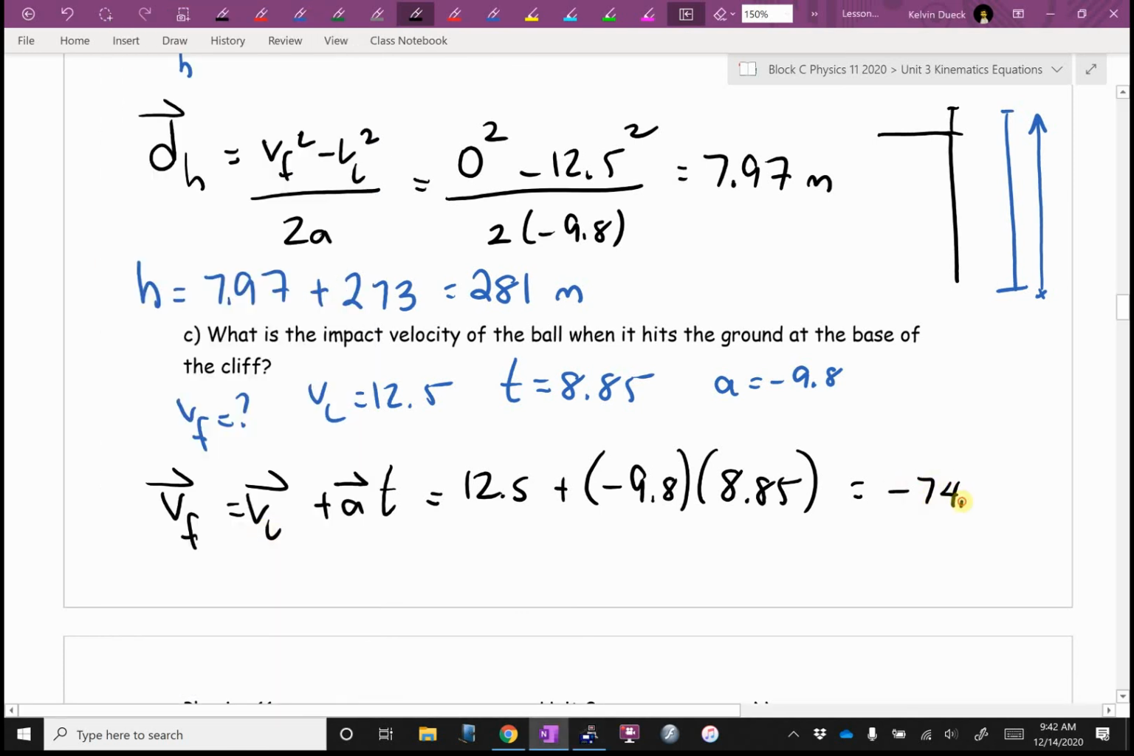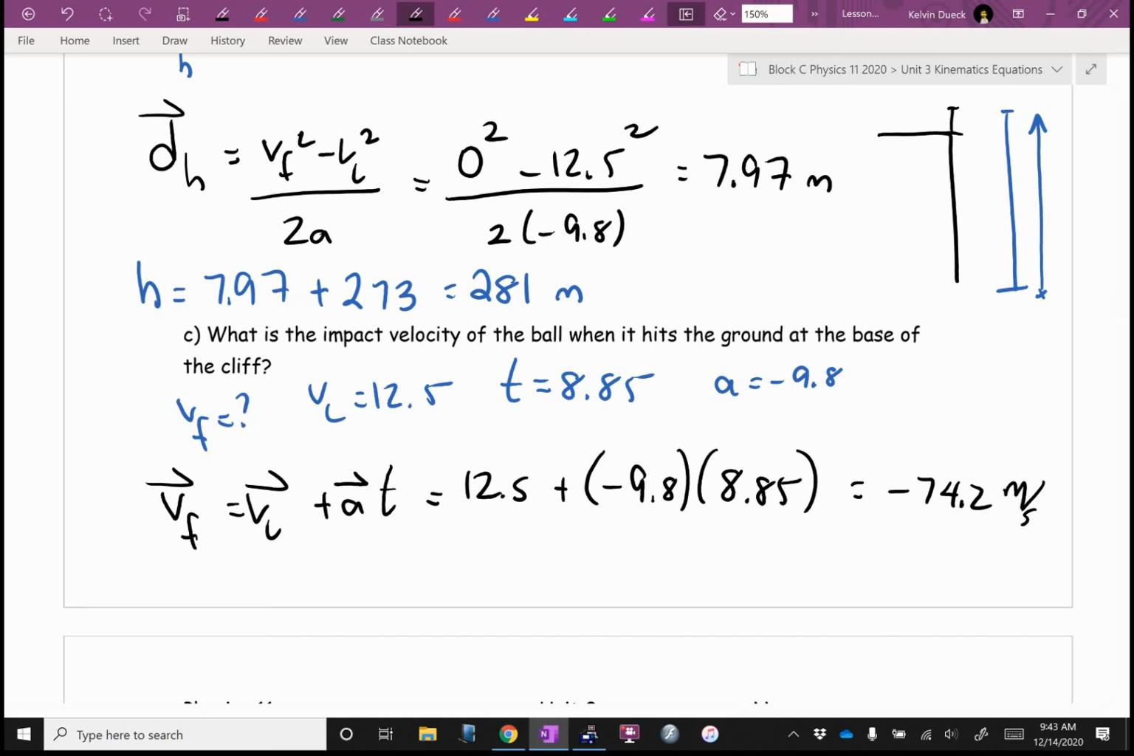Before we turn the page, what if instead of throwing the rock up at 12.5, what if I threw it down at 12.5? Would you expect it to hit the ground faster, slower, or the same speed as this 74.2? Okay, a little thought puzzle for us. If I leaned forward and threw it down at 12.5, would it hit the ground faster, slower, or the same?